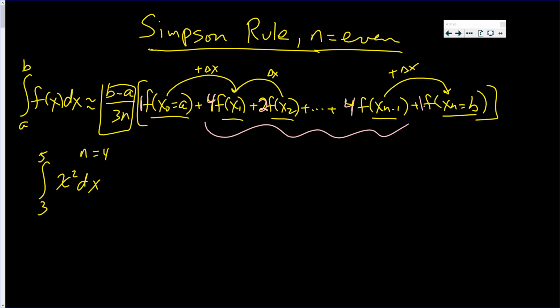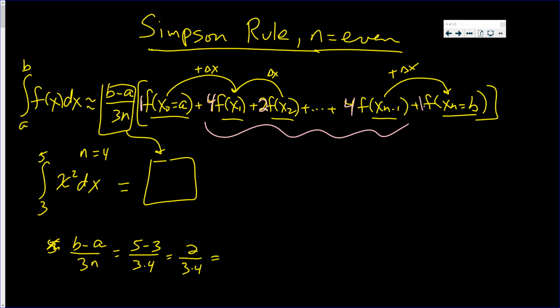I think it's a good habit not to multiply out yet, because maybe you can reduce. And if the numbers are much bigger, it's harder to see the reducing. But here, you know 2 goes into 12, 6 times. Maybe you don't see it with bigger numbers. So (b minus a) over 3n, that is 1/6.